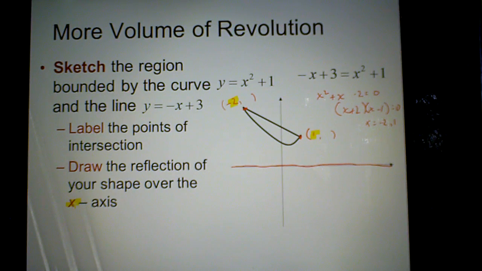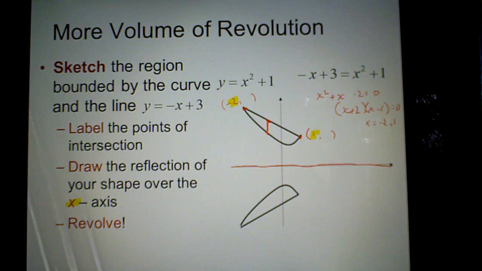I'm reflecting over the x-axis. So there I drew the reflection of this shape over the x-axis. Here's the linear function. It used to be on top, is now on the bottom. The parabola used to be on the bottom, is now on the top. Same thing as before, draw your little representative strip here. It's just now I'm between two curves. See why we did that lesson first? The area between two curves.